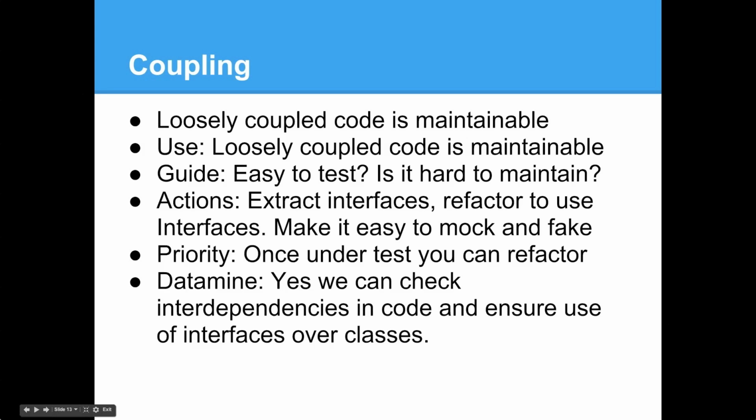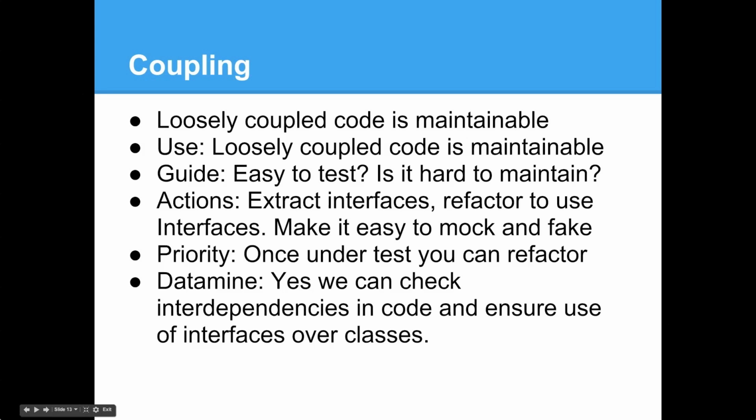Coupling is the separation of responsibilities. Loosely coupled code is maintainable, and that means that interdependencies are very low. The usefulness of this is that you won't have to rewrite a certain chunk of code to make it testable if it's loosely coupled, because then you can easily use fakes and mocks. This is a primary example of how to make code maintainable quickly.